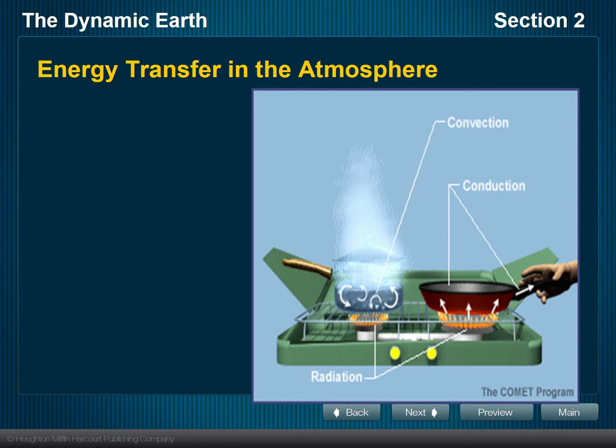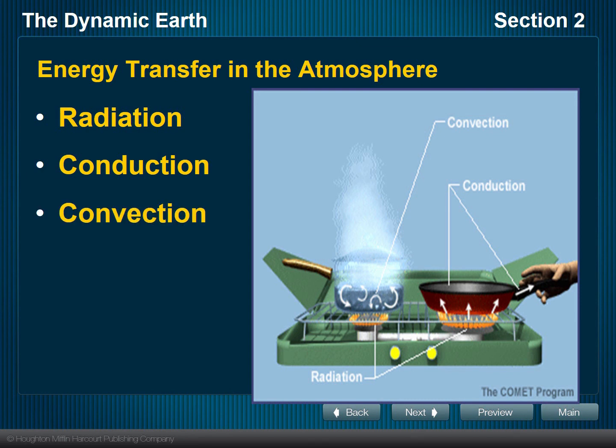There are other types of energy transfers in the atmosphere. Radiation is the energy that is transferred as electromagnetic waves, such as visible light and infrared waves. Conduction is the transfer of energy as heat through a material. And convection is the movement of matter due to the differences in density caused by temperature variations. This results in the transfer of energy as heat.